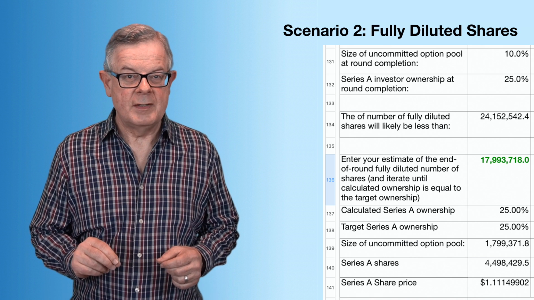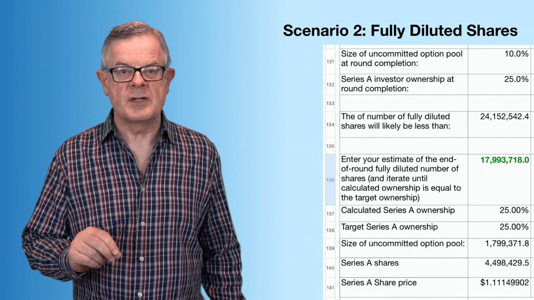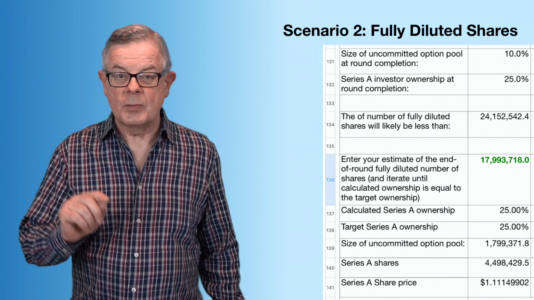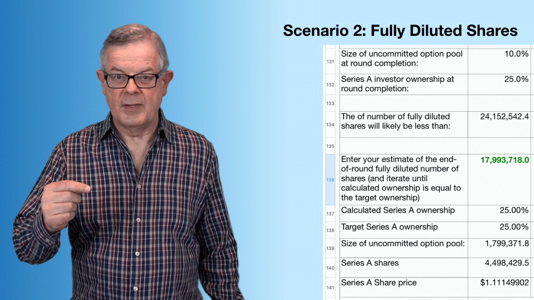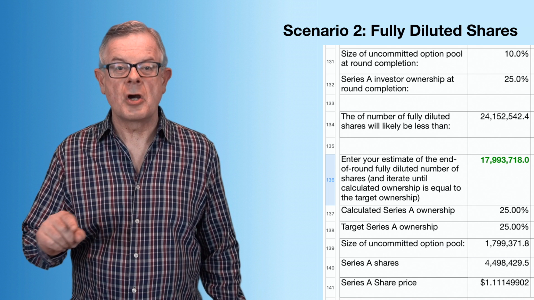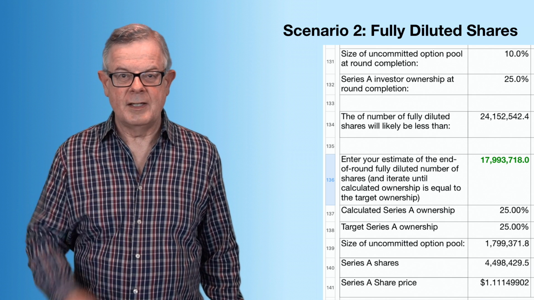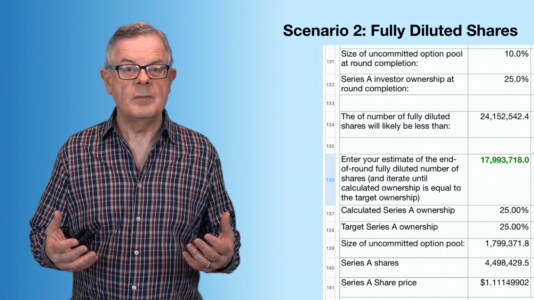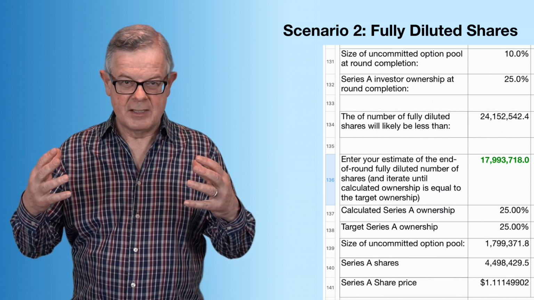What you get to do in this spreadsheet is tweak that green number that says enter your estimate of the end of round fully diluted number of shares and iterate until the calculated Series A ownership just below that number is equal to the target Series A ownership. The target in this case is 25%. There's a calculation just above the green number that says the number of fully diluted shares will likely be less than that number. That's sort of the pessimistic big number of shares.